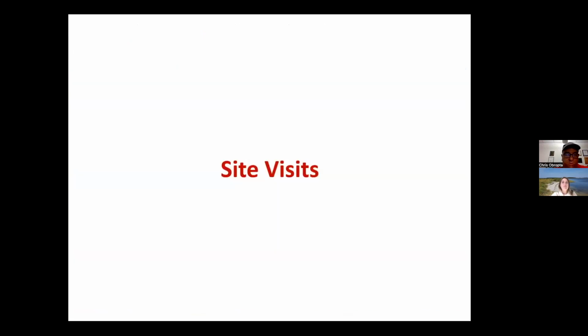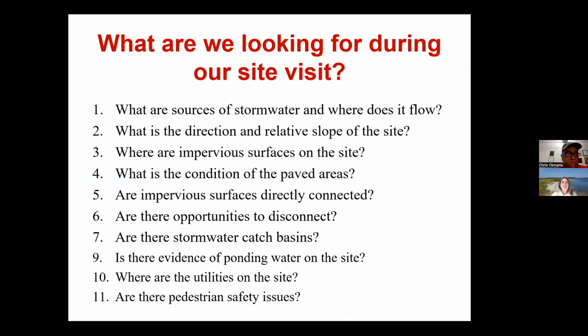So we always do site visits. We never just do stuff from the desk. We always have to go to the site and take a look at it. We have to identify where stormwater is going, where it is flowing, what direction the slope is, and how steep it is, where the impervious surfaces are on the site, and the condition of the paved areas. We hate to go into a site and recommend converting it to porous asphalt when the site has already been newly paved. That would be kind of embarrassing. Maybe they can convert to porous asphalt in 10 years when we have to replace it, but for now, it's probably not a viable option.